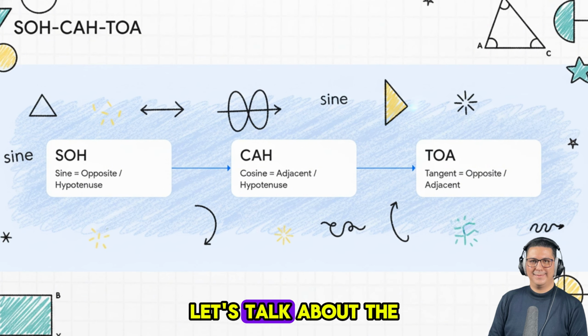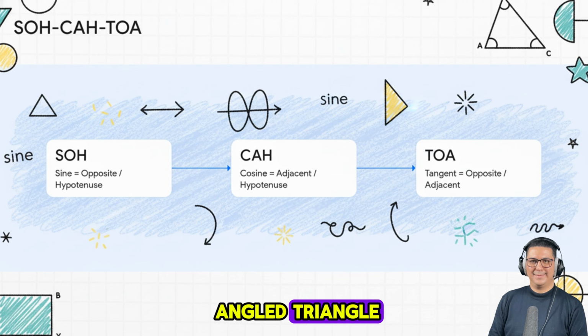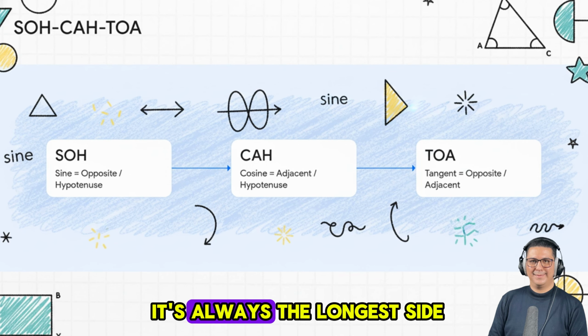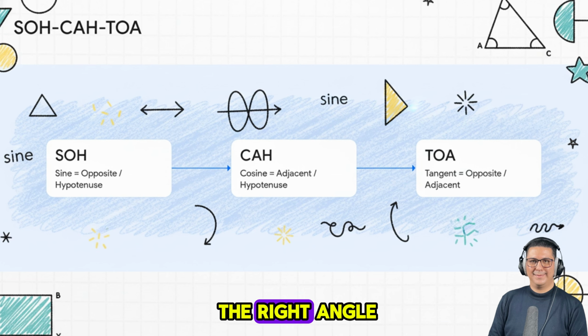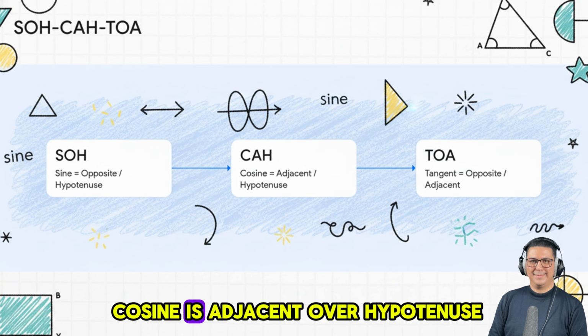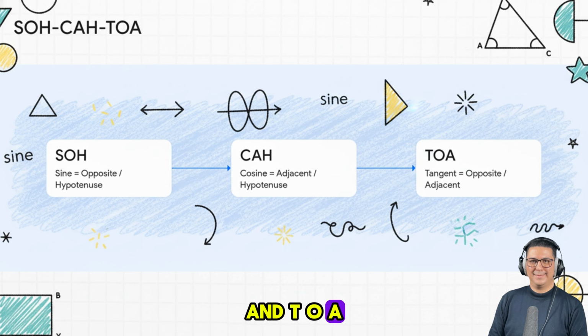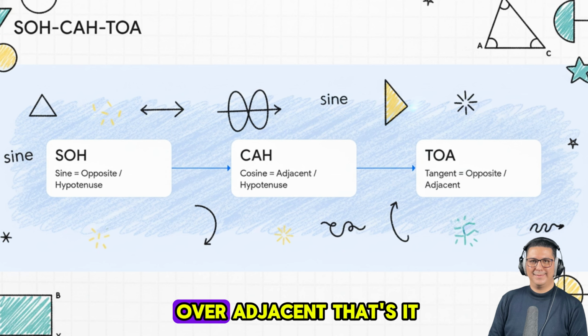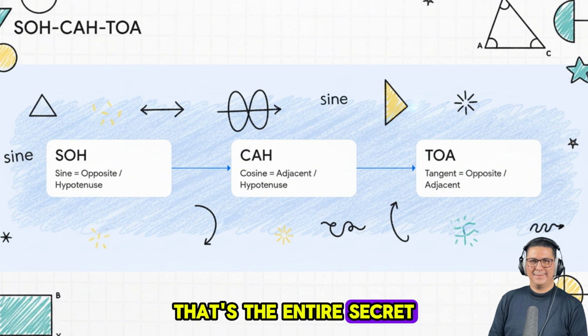So, real quick, let's talk about the parts of a right-angled triangle. The hypotenuse is easy. It's always the longest side, the one across from the right angle. Then you pick an angle to focus on. The side all the way across from that angle is the opposite, and the side right next to it is the adjacent. Got it? Now look at our secret phrase. SOH tells us that sine is opposite over hypotenuse. CAH means cosine is adjacent over hypotenuse. And TOA means tangent is opposite over adjacent. That's it. That's the entire secret.